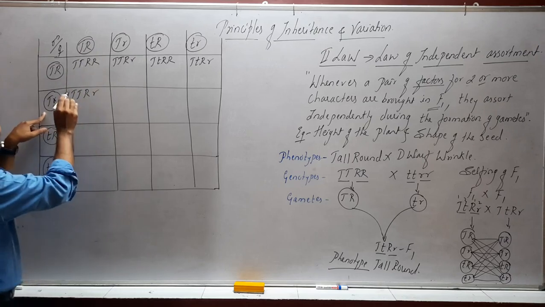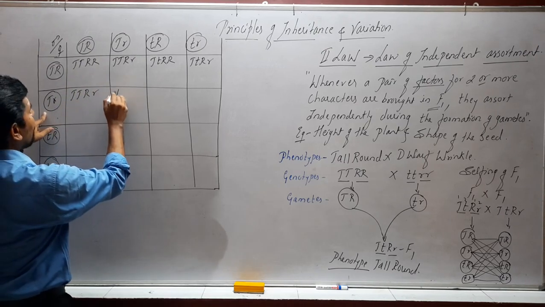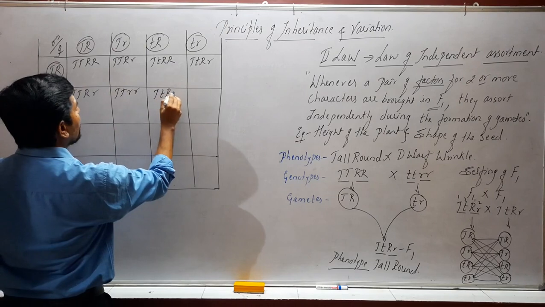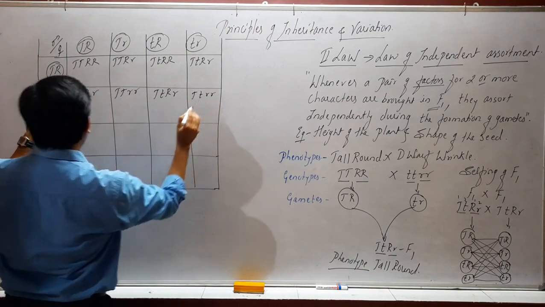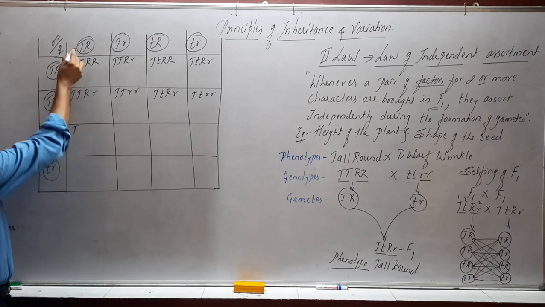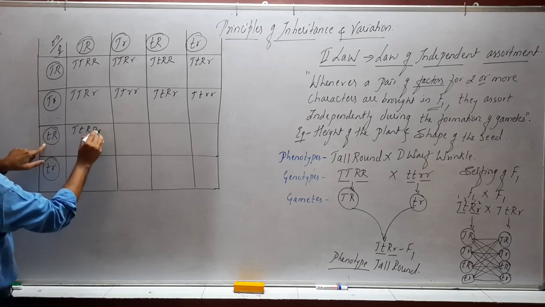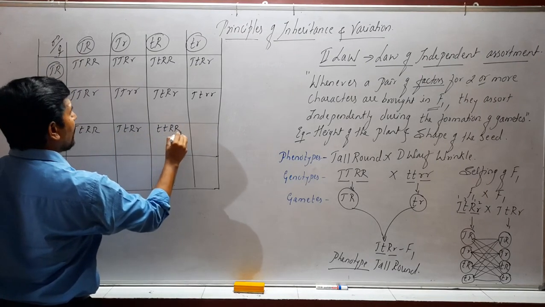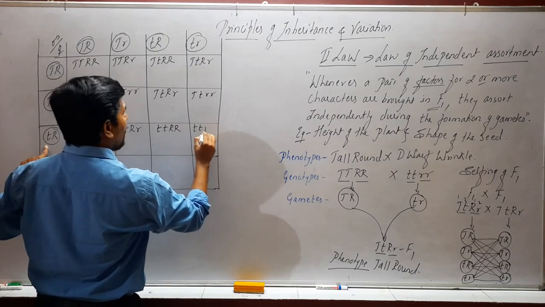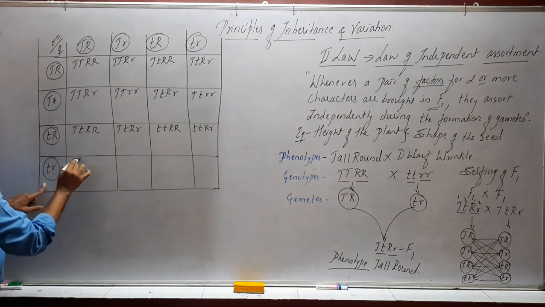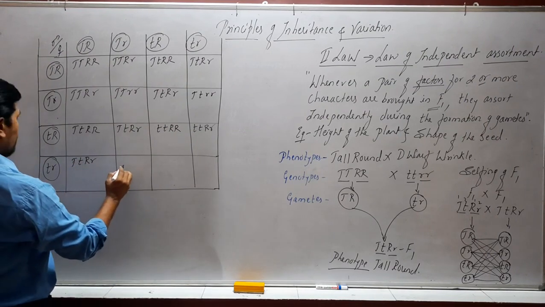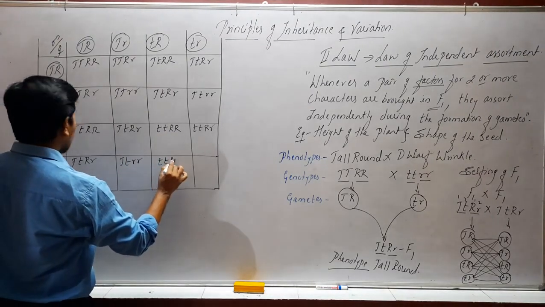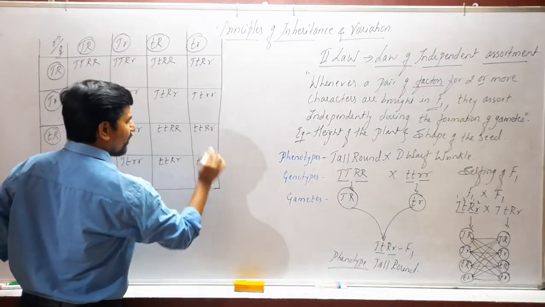We write the dominant letter in the first box. Then next one, this is capital T, small r, small r. Then next box, capital T, capital R, small r. Next box, capital T, small r, small r. This one, capital T is dominant here. Small t, capital R. Next one, capital T, capital R, small r. Next one, small t, capital R. Next one, small t, capital R, small r. Here one, capital T, capital R, small r. This side, capital T, small r. Next one, small t, capital R, small r. Next one, small t, small r.